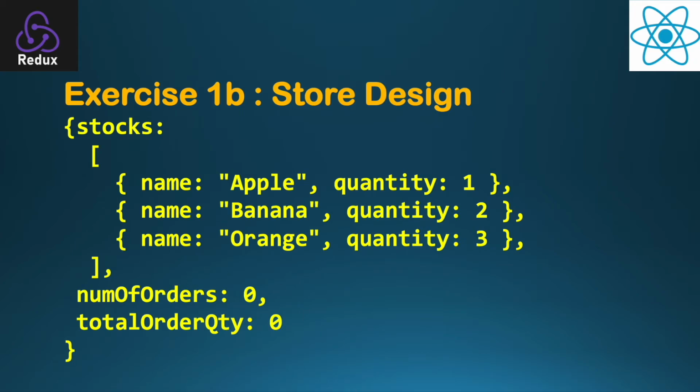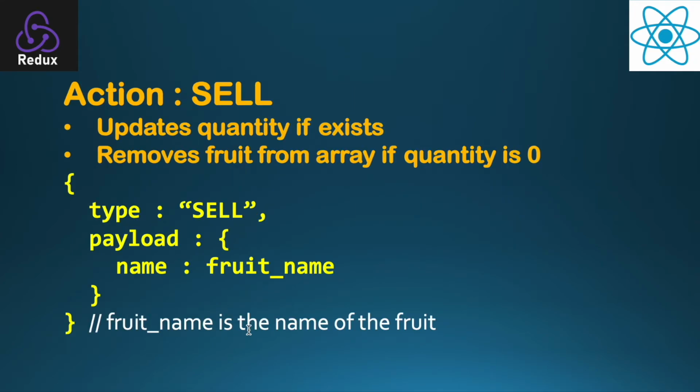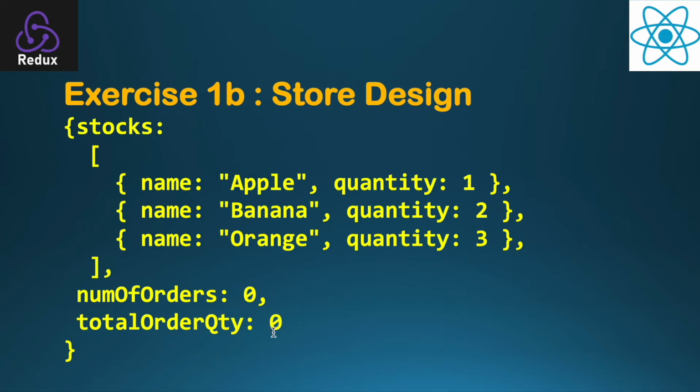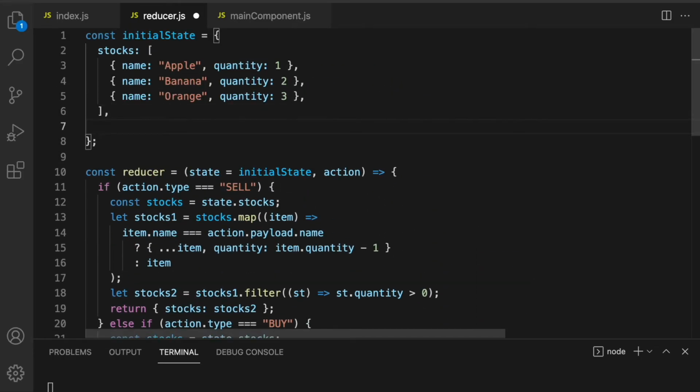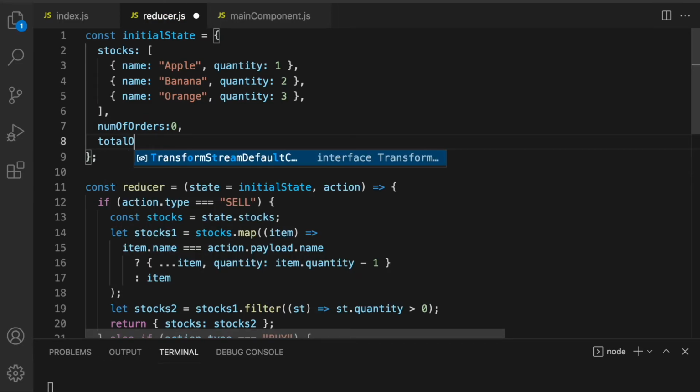So let's go ahead and implement it. What do we want? Number of orders: number of times sell gets called, and total order quantity, which is the sum of the quantities. In sell, we have just one quantity. We don't have a payload. So number of orders will be the same as the total order quantity. Let's implement it. So here we also have number of orders as 0 to start with. Total order quantity is 0. So this is our initial state.